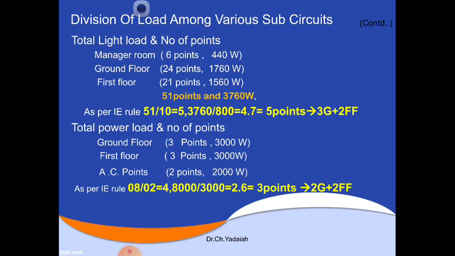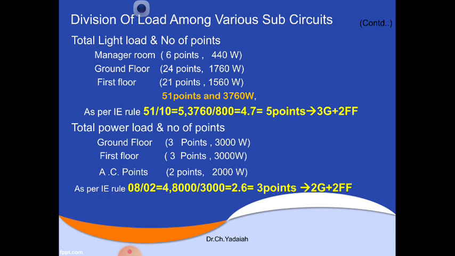Now, to sum up, as per the IE rules, what will happen in this case? 3000 watts is equal to 1 sub-circuit, or 2 points is equal to 1 sub-circuit, or 300 watts is equal to 1 sub-circuit as per the IE rules in power loads. Now, as per the IE rules, what is happening here?